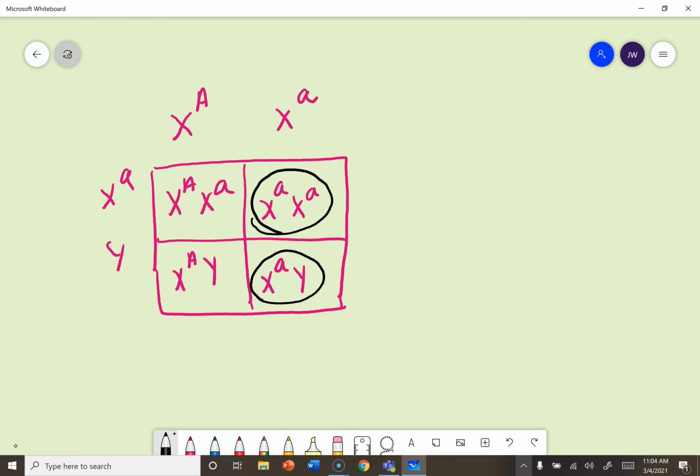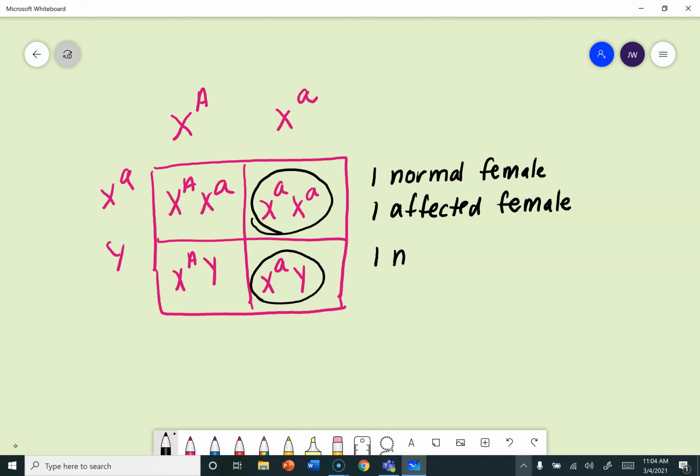So from this cross, half of the children would be expected to have muscular dystrophy, and both males and females would be affected. So if we do our phenotype ratio, we have one normal female, one affected female, one normal male, and one affected male.